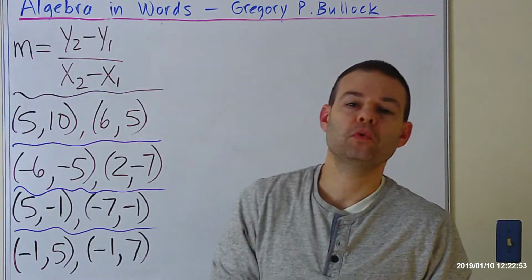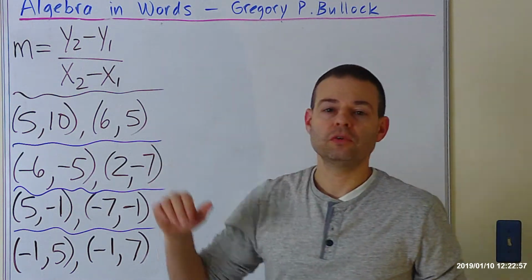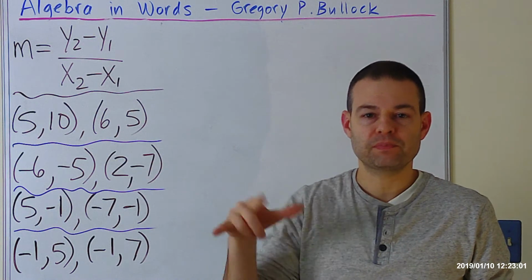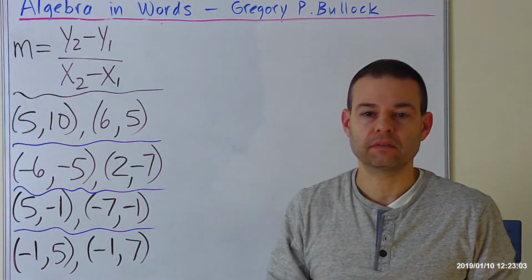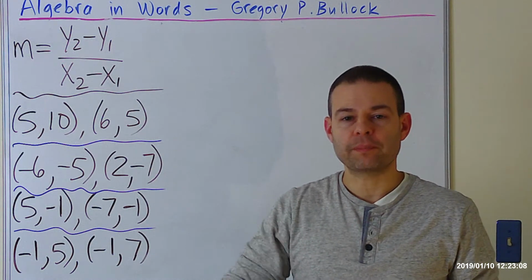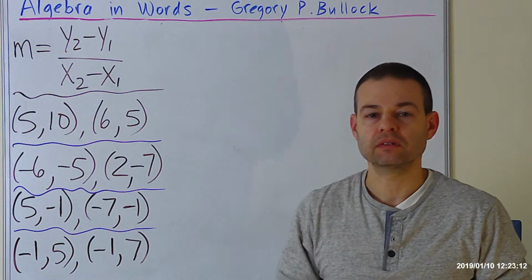Okay, so I put 4 sets of points on the board. All we're going to do is use the 2 points given to calculate slope for each set of points that represent a line. And we are going to analyze it a little step deeper so that we get the full picture on everything that's here.